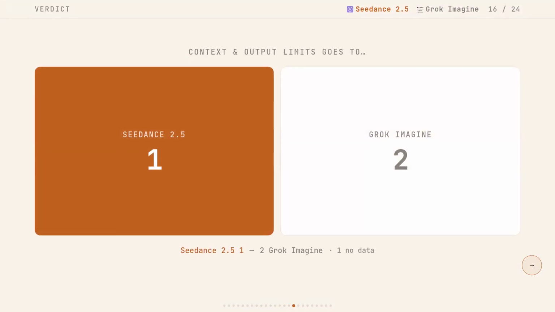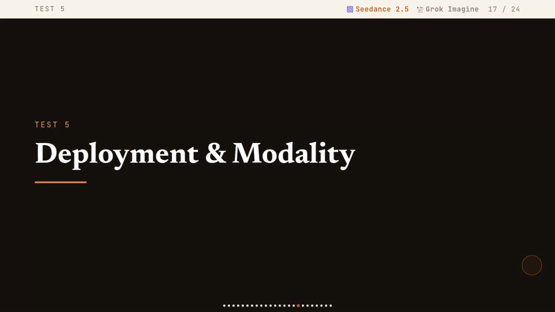Seedance 2.5 wins output limits, and this is where the whole comparison starts to shift, because 4K at 30 seconds with 50 reference inputs is a generation ahead of anything Grok Imagine can produce. And that brings the score to Grok Imagine 2, Seedance 2.5 1, with one test remaining. Test 5 is deployment and modality.